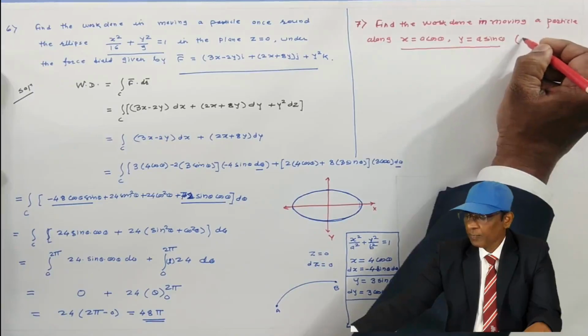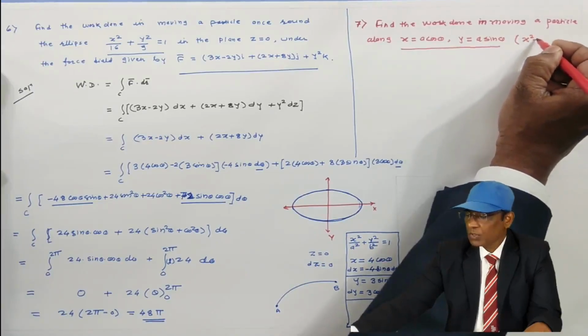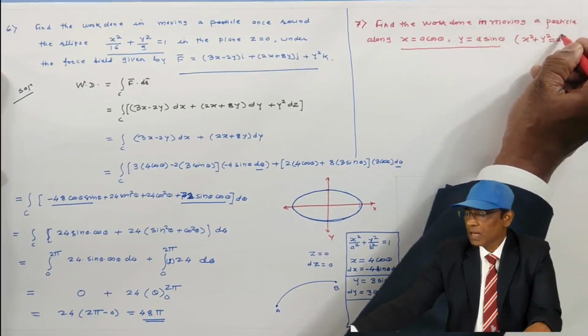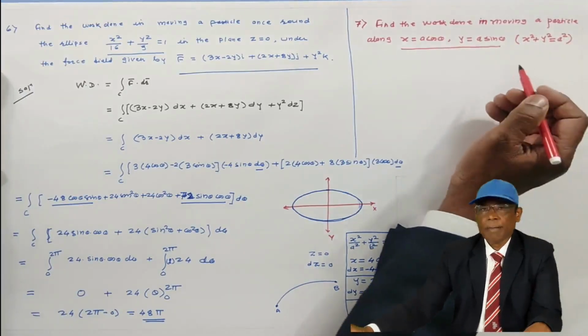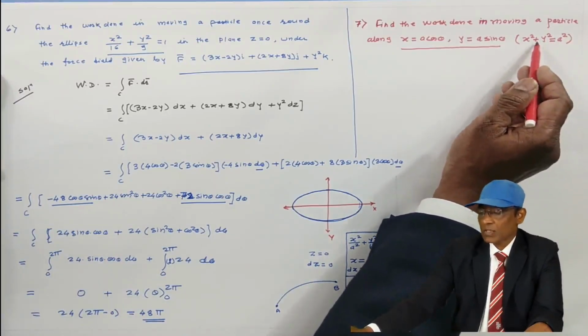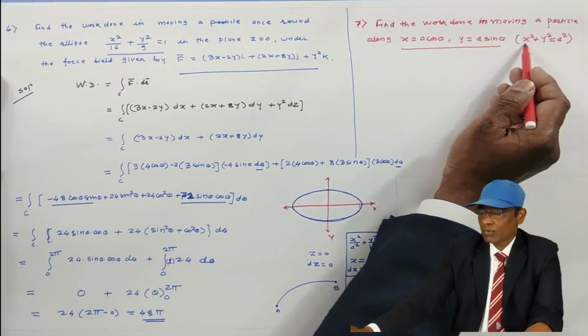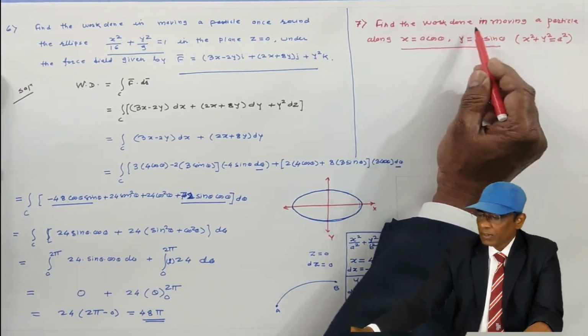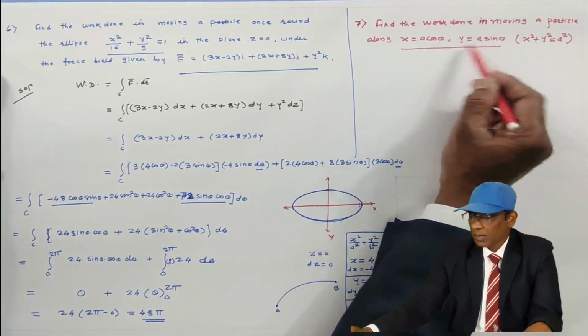In examination, x equal to a cos theta and y equal to a sin theta can be replaced by something like this also. In examination, you will be given like this also. Even the value of a may be different, meaning x square plus y square is 1, x square plus y square is 4, x square plus y square is 9, like that.